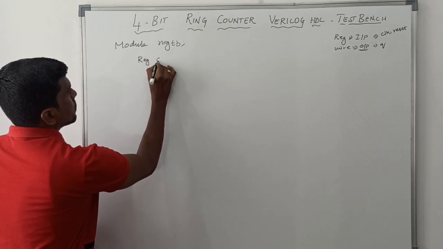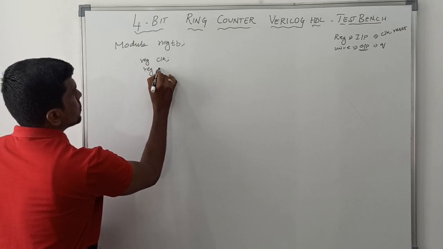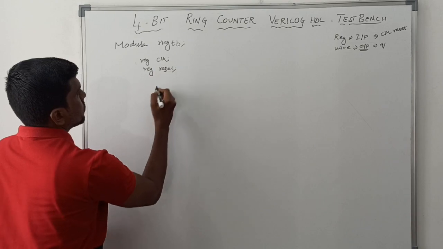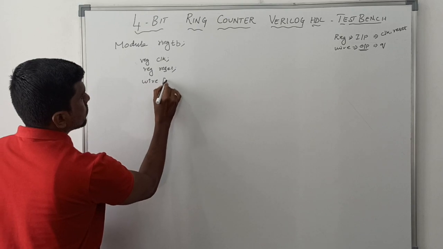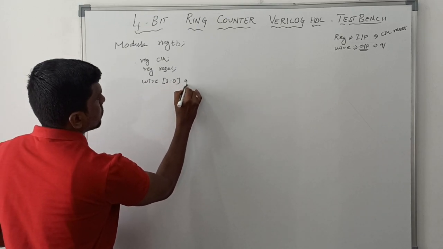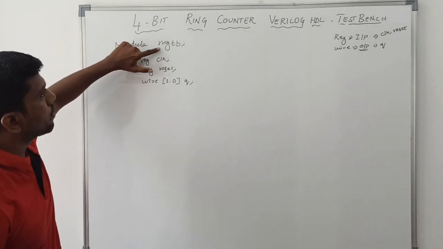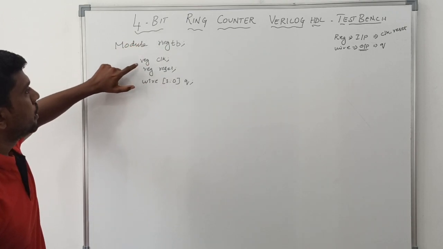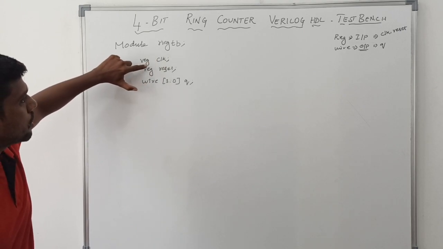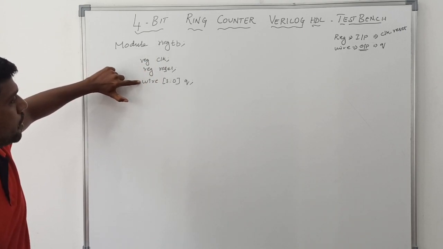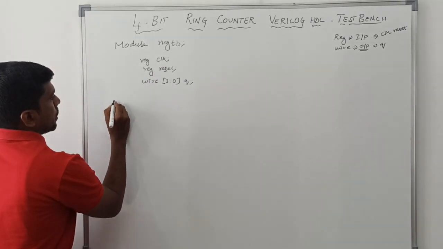So reg clock, reg reset. Then the output variable is Q, so wire [3:0] Q. First you write module, then the module name, so here the module name is ring TB. Then declare the input and output variables: input variables are reg clock and reg reset, and the output variable is declared as wire [3:0] Q.